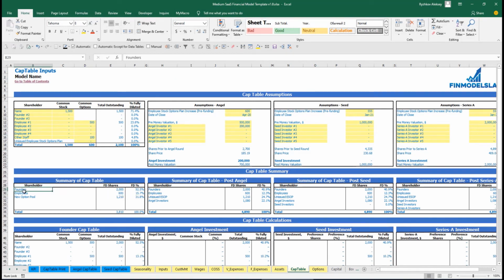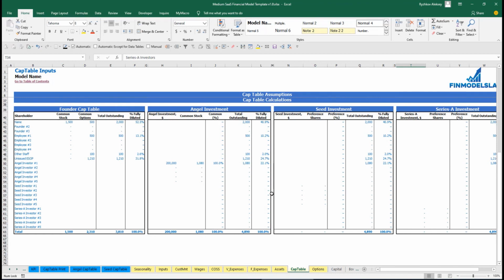So in here you can see the shareholders, which is founders, employees and new options pool broken down by shares and dilution. Additionally, you have angel investors on the next tab to the right, seed investors, and Series A investors. Below you may see more detailed cap table calculation based on the names of founders, employees, and angels. Again, you have common stock, common options, total outstanding, the dilution percentages across these shareholders.